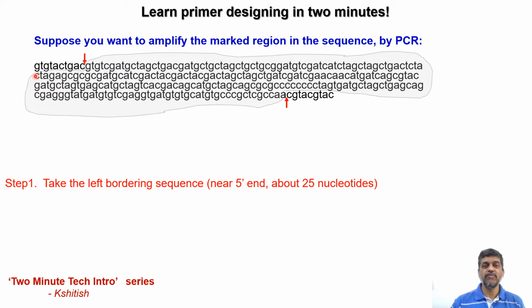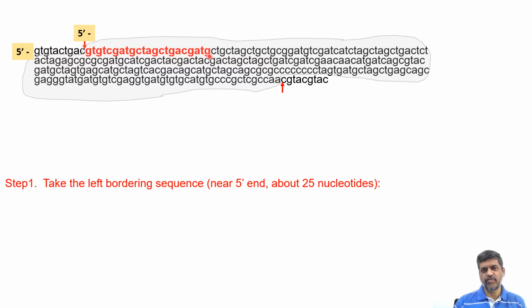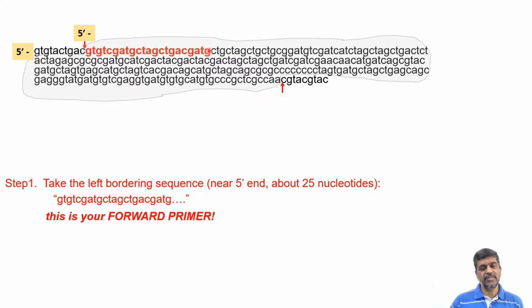Please remember, we always write the 5' end on paper or on computer on the left side like this. And for the target region, the 5' end is starting like here, right? GT, GT, C, GA, etc. So the 5' end is here. So I have to mark that sequence, about 25 nucleotides. I have used a few nucleotides only to save time. But when you write down, you got your forward primer done.